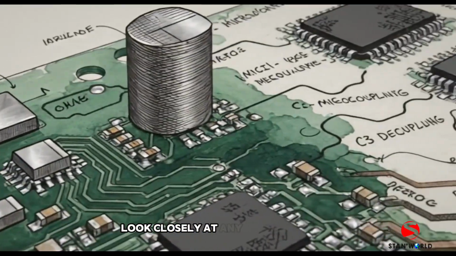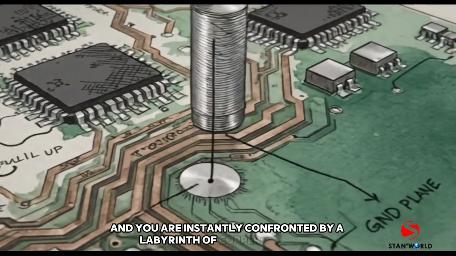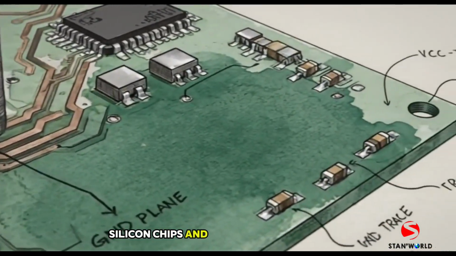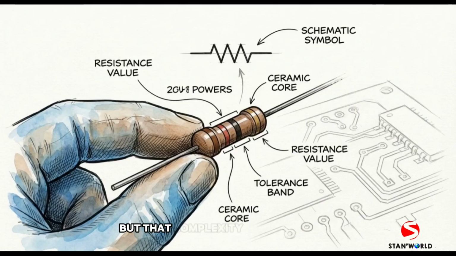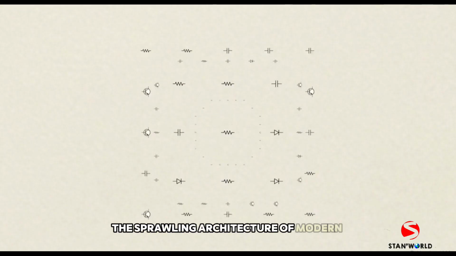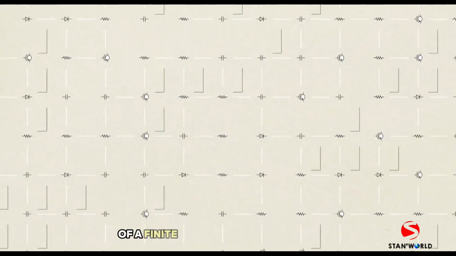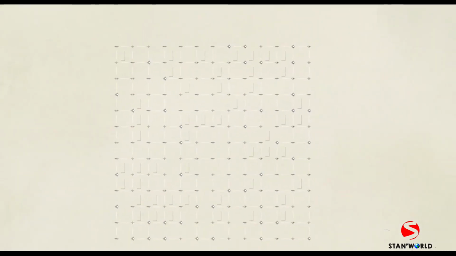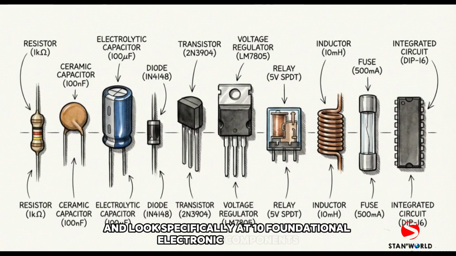Look closely at any printed circuit board, and you are instantly confronted by a labyrinth of copper trenches, silicon chips, and metallic solder points. The physical density suggests an impossible level of complexity, but that complexity is a structural illusion. The sprawling architecture of modern electronics is built entirely through the mass repetition of a finite set of hardware primitives. To read any control circuit, we have to isolate the noise and look specifically at 10 foundational electronic components.